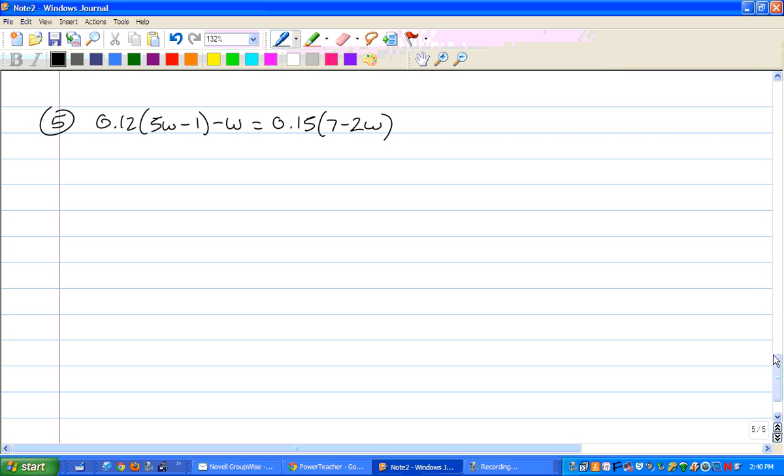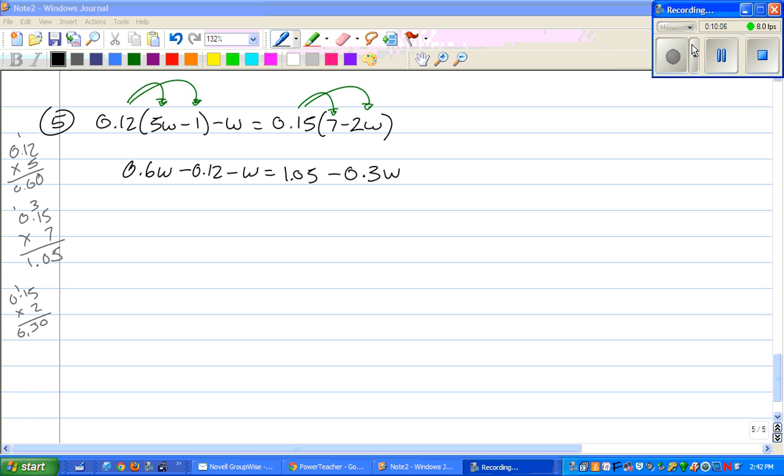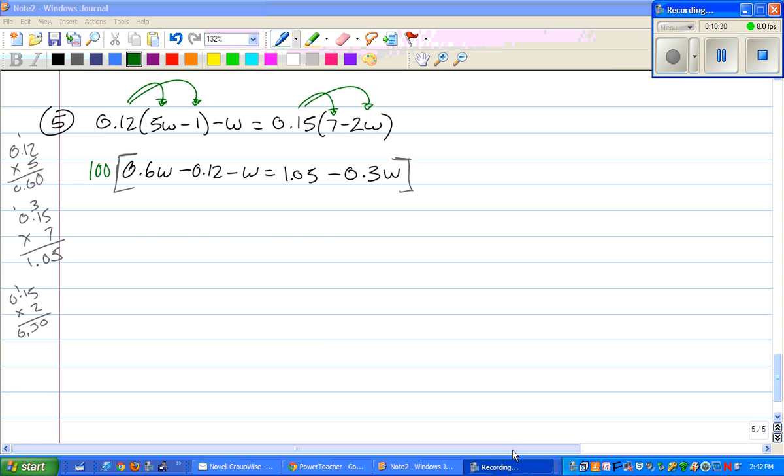Number 5. Think you guys can do it? Why don't you go ahead and pause the video, and then I'll show you what the second step is in just a minute. After you distribute, those are all of your steps. Now we're going to need to multiply by the place value. Both the 2 and the 5 are in the 100th spot, so you're going to be multiplying everything by 100. Go ahead and pause the video again, and let's see what you get. Good luck, guys.